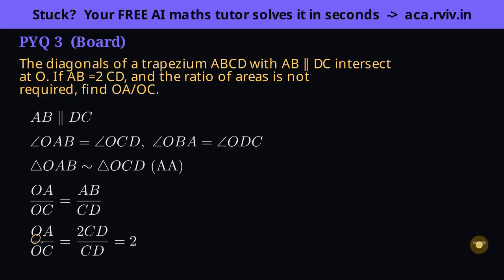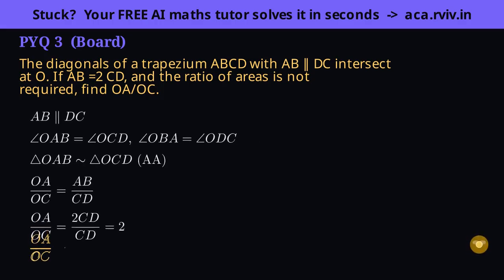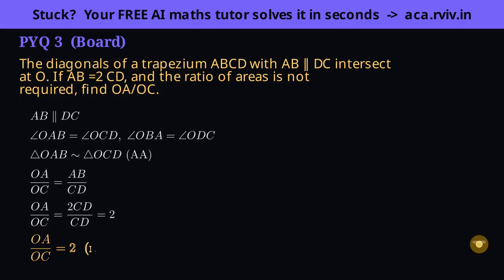The fact worth memorizing for the exam: in a trapezium the diagonals cut each other in the same ratio as the parallel sides. So if one parallel side is twice the other, the diagonal segments are in 2 to 1. You can almost write the answer on sight once you know this.